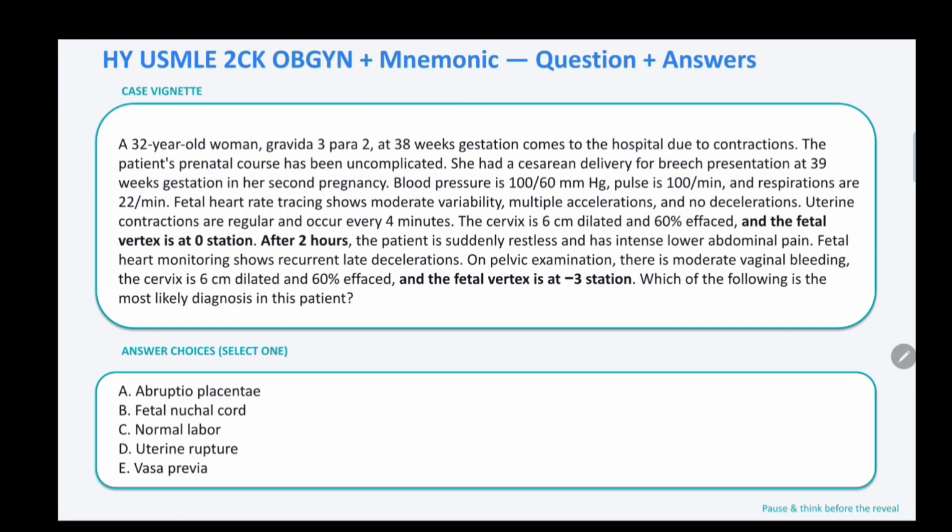Let's start by looking at the case vignette. We have a 32-year-old woman, gravida 3 para 2, at 38 weeks gestation, who comes to the hospital with contractions. The first thing we search for in patient history is a risk factor, and we find a huge one. She had a cesarean delivery in her second pregnancy.